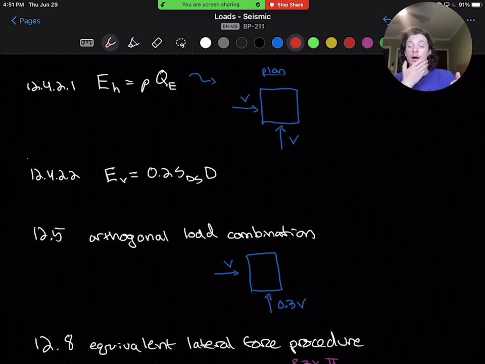So we won't get bogged down too much in the values here, especially if the recommendation is to use the software. But the main idea is they want you to find the most critical load effect, the situation in which the most critical load effect is happening, and we'll do our design for that case.